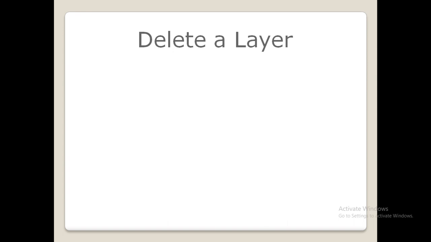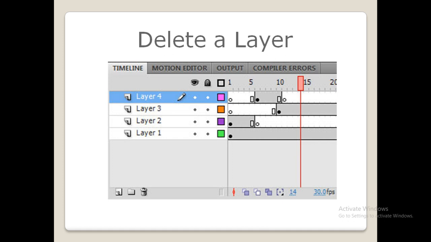Next, coming to how to delete a layer. To delete a layer, first you have to select the layer and click on the delete button present at the bottom of the timeline. So you can click on the delete layer button present at the bottom of the timeline. Now remember, when you delete a layer, all the objects on the layer will also get deleted.